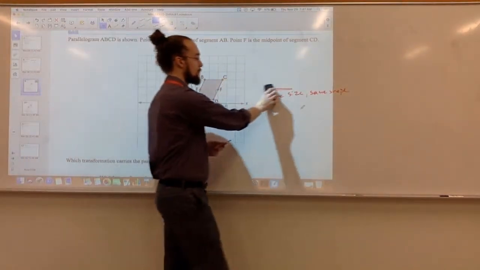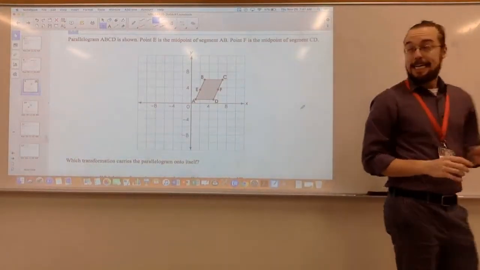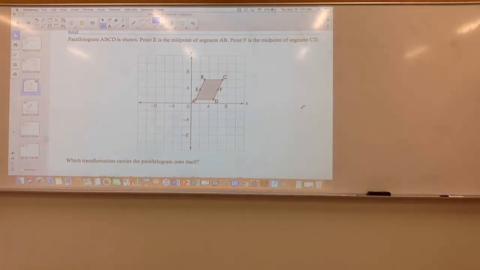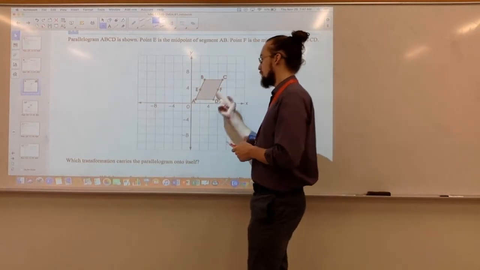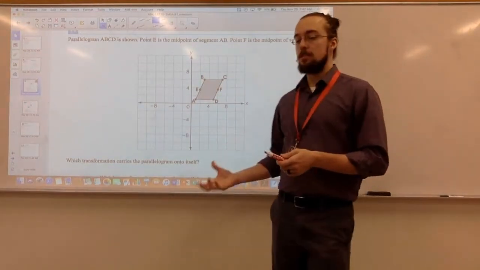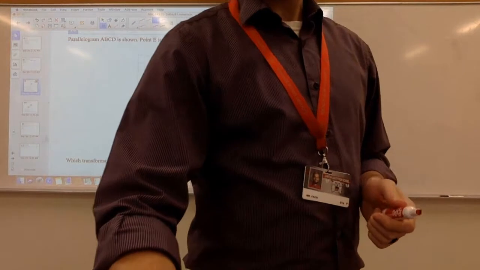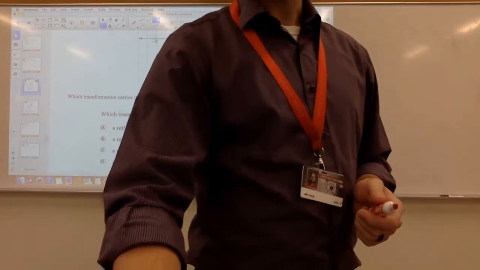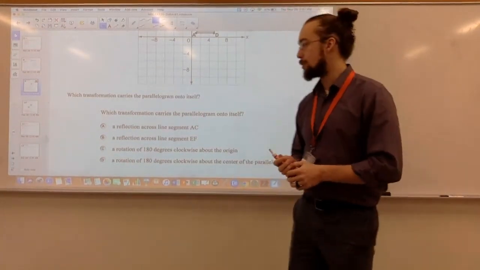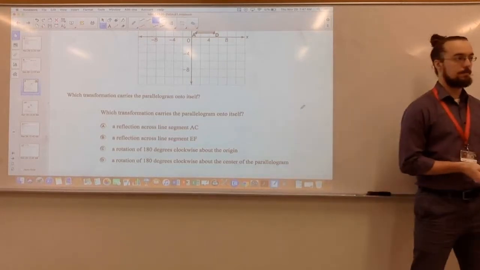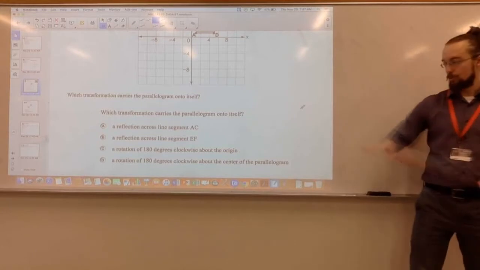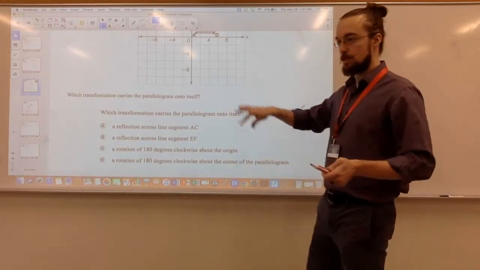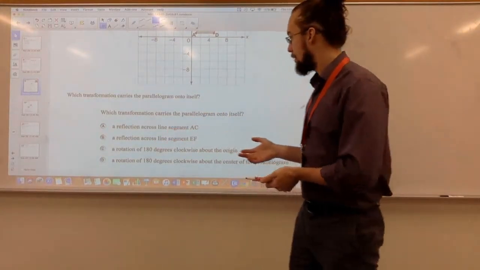All right. So we've got this parallelogram. We're told points E and F are the midpoints of their respective sides. And then the question asks us, which transformation carries the parallelogram onto itself? What does that mean? We're going to do one of these things, and it just ends up in the exact same spot.